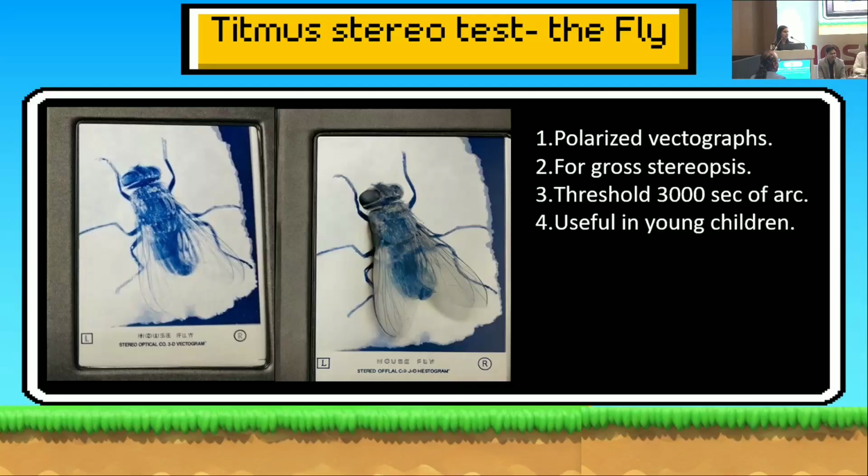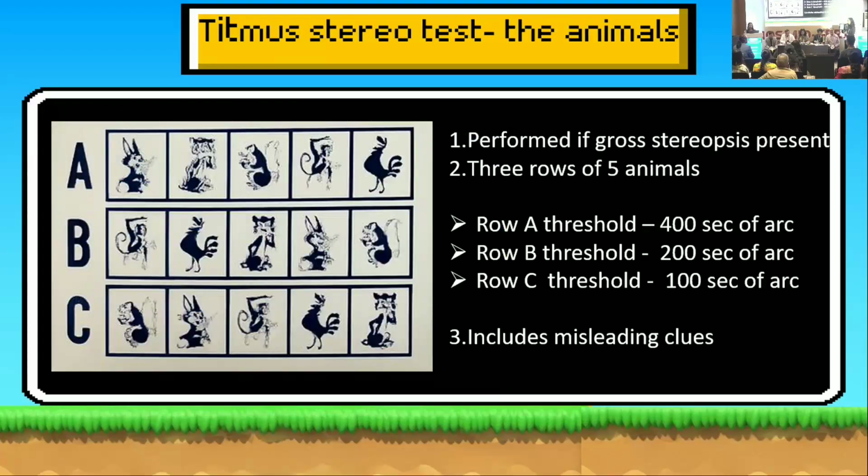The first is the fly, which is the polarized vectographs, which is for gross stereopsis and has a threshold of 3000 seconds of arc, and is useful for young children, and even adults can enjoy touching the wings of the fly. The other section involves animals, which has 3 rows of animals with 5 animals in each. Each row has a threshold of its own with increasing difficulty, and it even has misleading clues which will make the level more difficult.